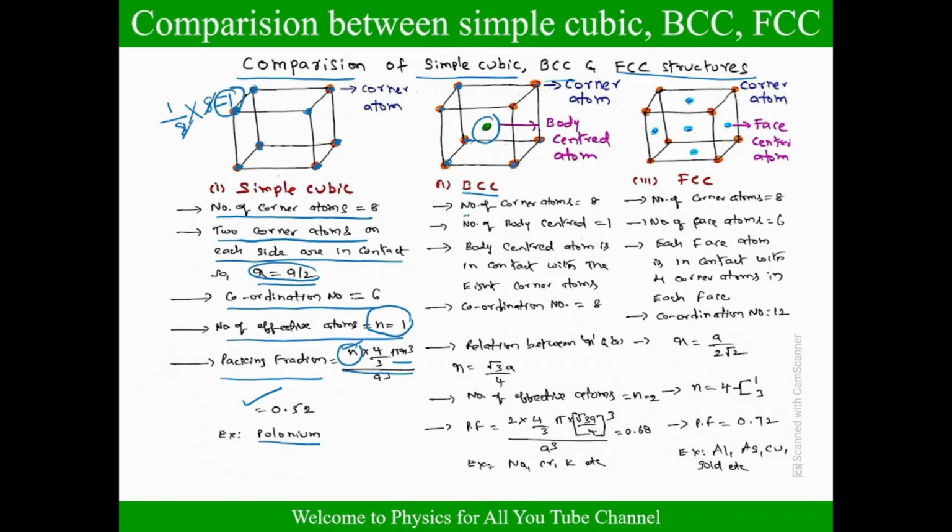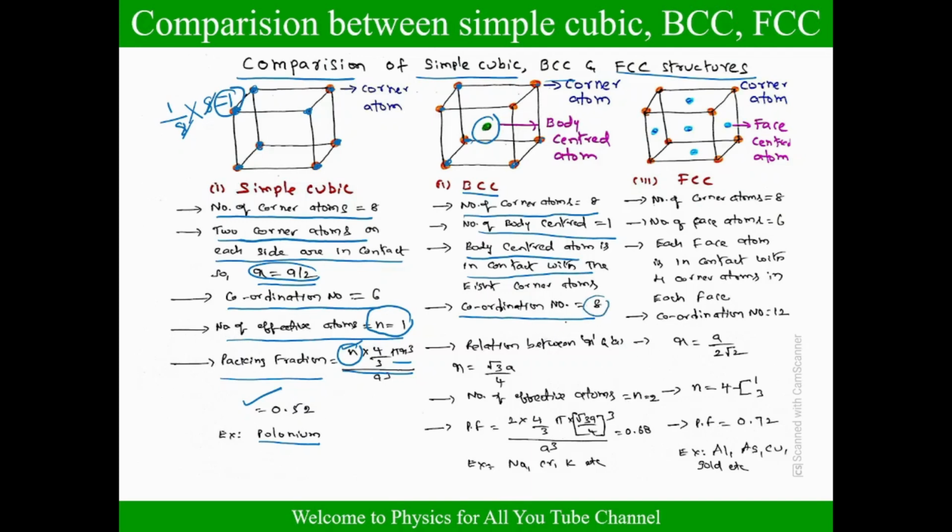Now coming to the number of atoms in this unit cell, the number of corner atoms is equal to 8. The number of body centered atoms is equal to 1. Now this body centered atom is in contact with the 8 corner atoms of the unit cell. Therefore, the coordination number for the body centered structure is equal to 8.